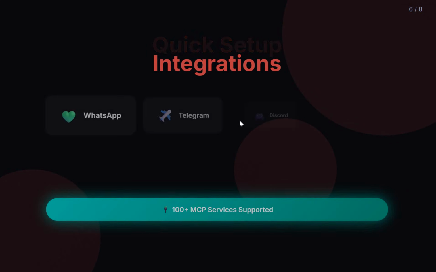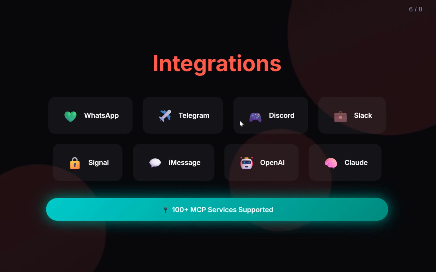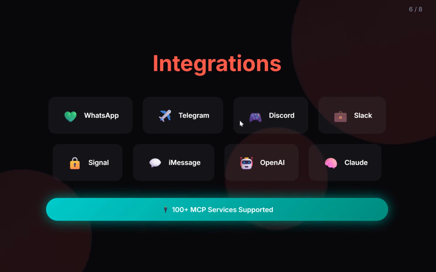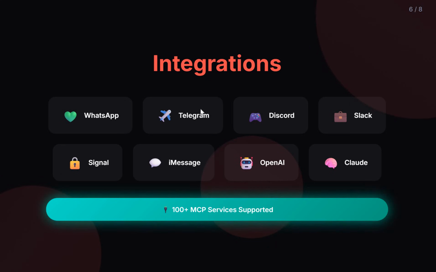As I was saying, you have a lot of integrations with OpenClaw, like WhatsApp, Telegram, Discord. There are any number of integrations, and you also have 100 plus MCP services, or model context protocol servers. You have so many MCP servers for these things, and you can integrate them to get high output, high processing, and make use of that.